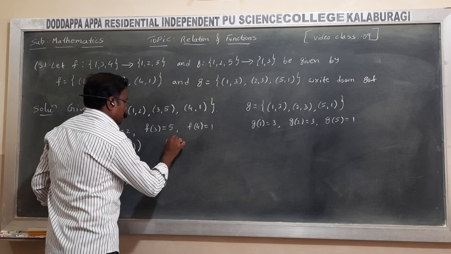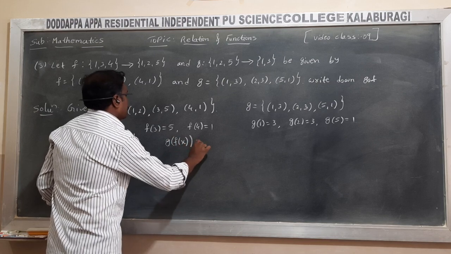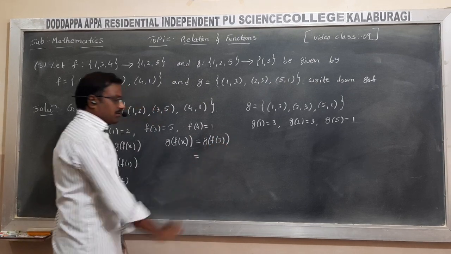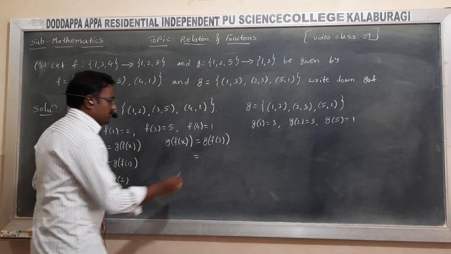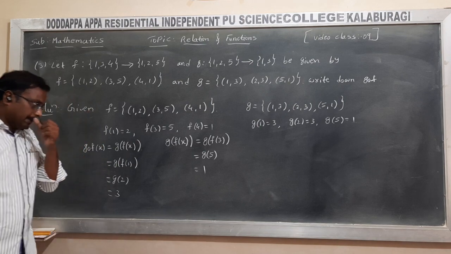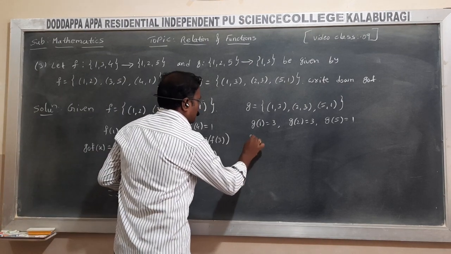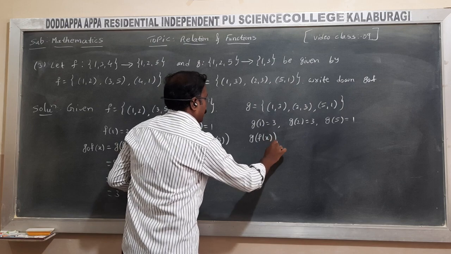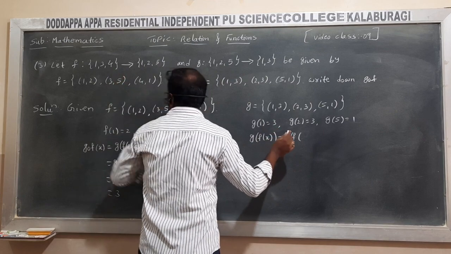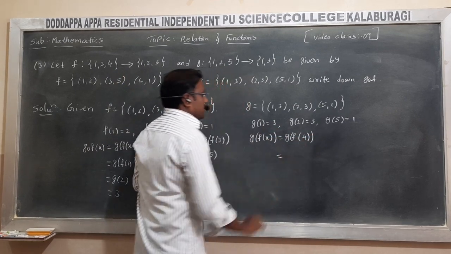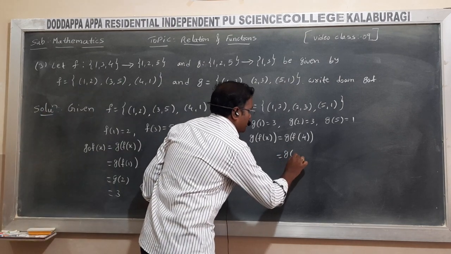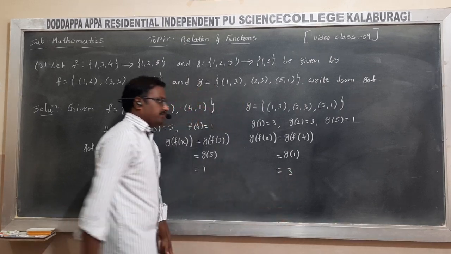Similarly, you can take in place of x 3, g of f of 3. What about f of 3 value? 5. G of 5. G of 5 value is 1. Okay. Next, last one. G of f of x, x means 4. So f of 4 value. F of 4 value is 1. That is g of 1. G of 1 is 3. Okay.